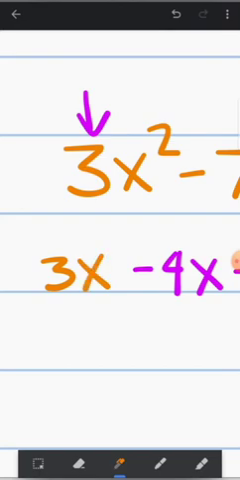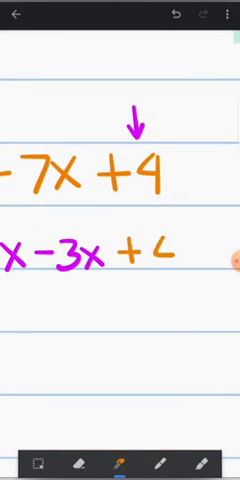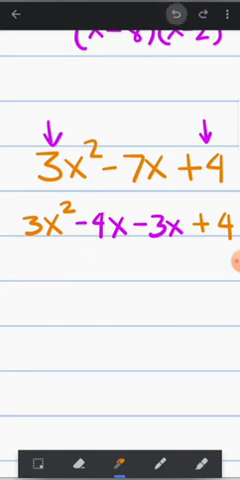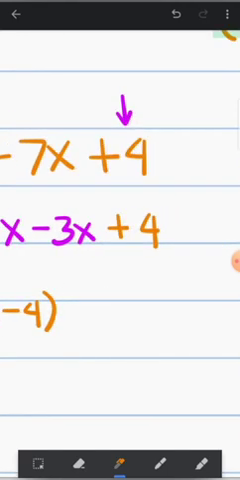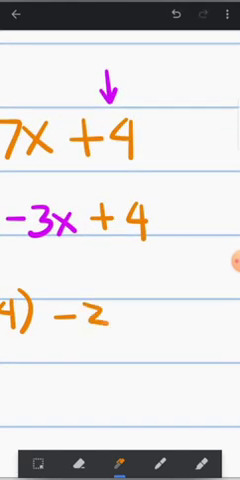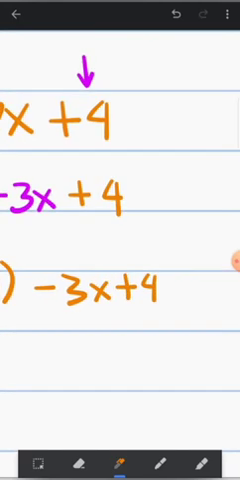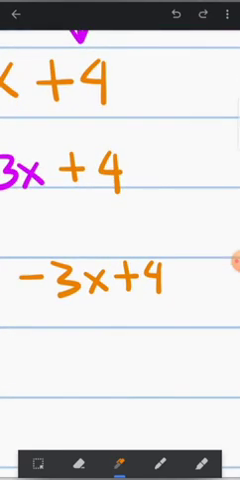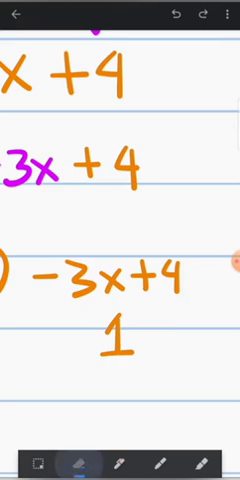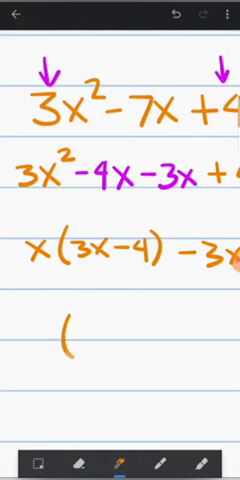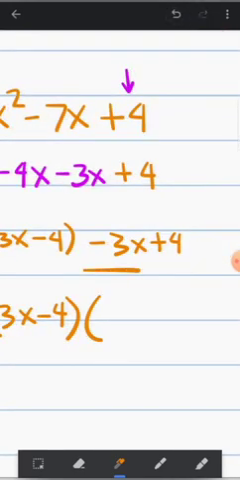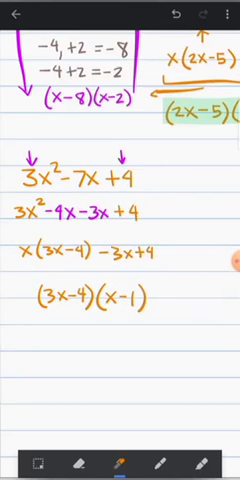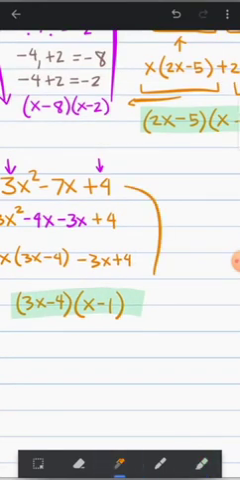So 3x squared and then plus 4. What's common here is x, and then what's left is 3x minus 4. And then here, there's no common, so just simply write it down. And notice that if you pull this out, what you're going to be left with is just 1, because 3x minus 4 times this is just 1. So if I pull out 3x minus 4, I'm going to be left with x and then negative 1. So x minus 1. So these are now the factors of this expression.